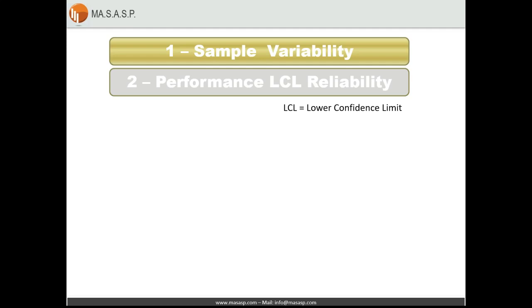This first component deals with sensitivity to sample variability, and it's able to reckon up a more reliable estimate of the performance lower confidence limit. Let's dig into sampling variability first.